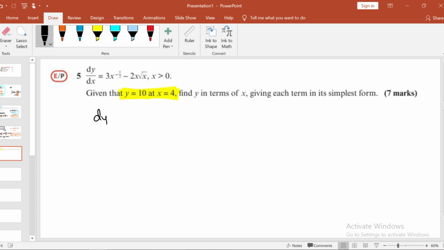dy over dx is equal to 3x power minus half minus... tell me Ayman, how do you combine this, man? X root x.